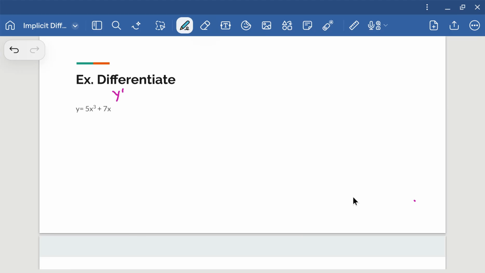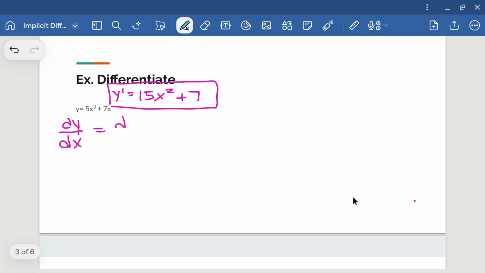Right, if I wanted y prime, I would just take that 3, bring it out front, and multiply it by the 5. It would be 15x, subtract 1 from the exponent, so x squared, plus the derivative of 7x, which is 7. But what we want to see is that dy over dx notation. So instead of doing it this way, which is another way to get there, we can say we're taking the derivative, so dy over dx, and then we're going to take the derivative of this whole expression, 5x cubed plus 7x, over dx.